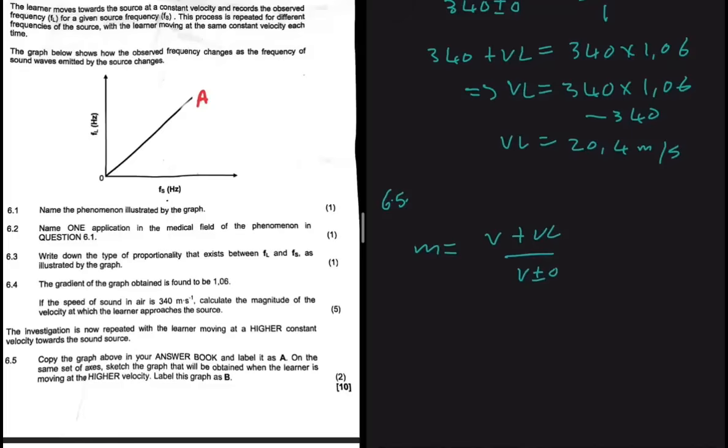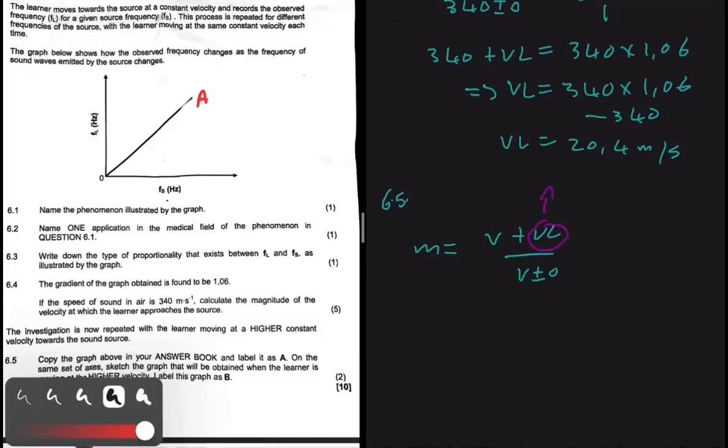This is what the gradient of our graph is. But now the learner is moving at a higher constant velocity. So it will be easy to see that if VL goes up, the gradient should also go up. So for your graph B, you have the same straight line, but the gradient is slightly steeper than that one when the learner is moving at a lower velocity.